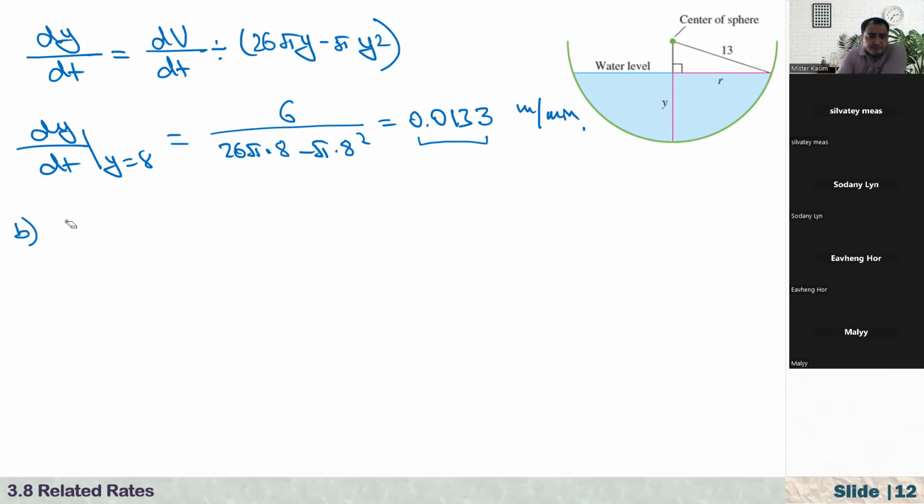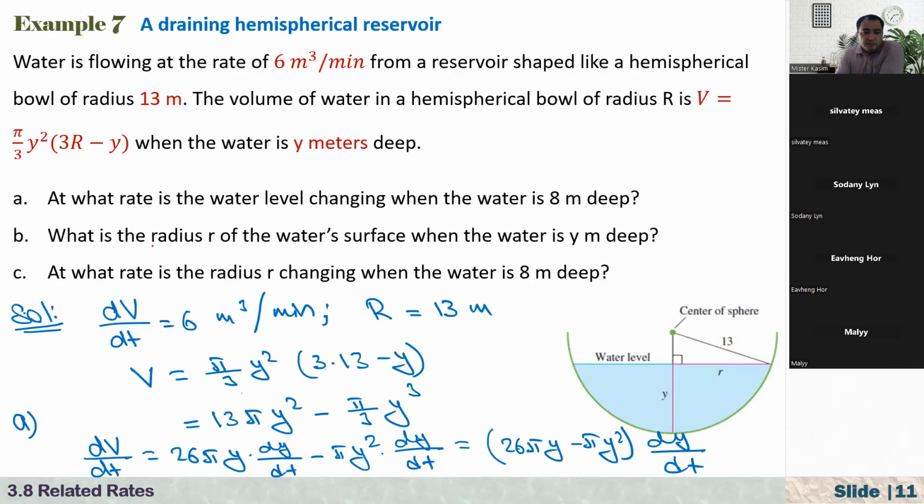In part B, what is the radius r of the water surface when the water is y meters deep, right? Now see here, how can I find this? When the water is y meters deep, how about this one? This will be the radius of the sphere minus y.